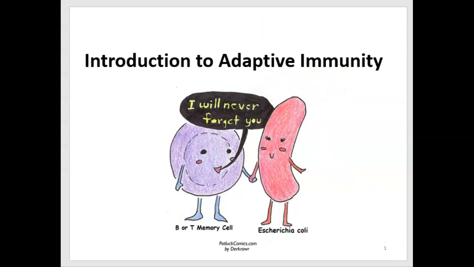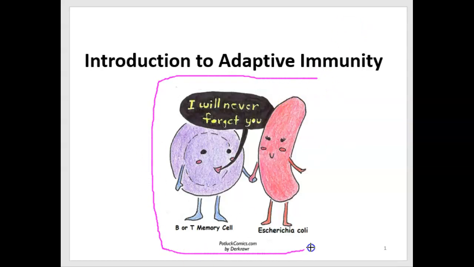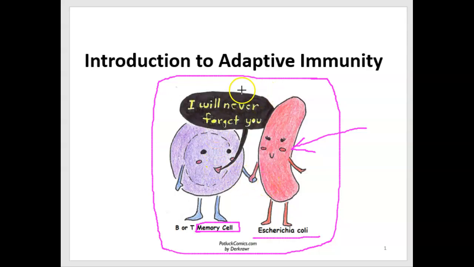And this cartoon shows you one feature of adaptive immunity that differs from resistance. So this cartoon reflects the fact that someone's body was exposed to Escherichia coli, otherwise known as E. coli bacteria. And it must be the second exposure at least, because there is a memory cell that recognizes this E. coli bacteria and can respond to it. And so he says here, I will never forget you.